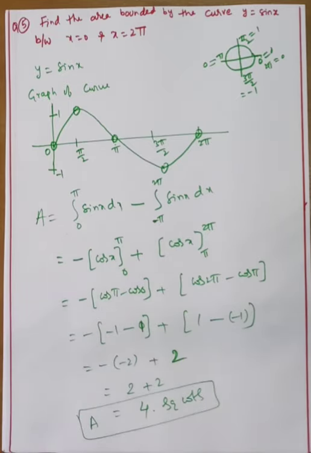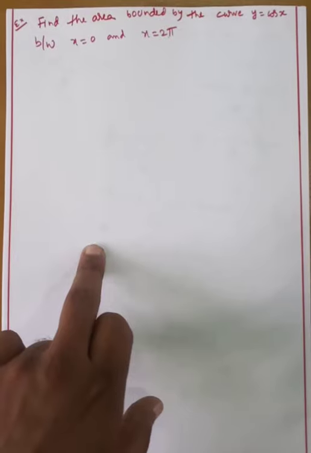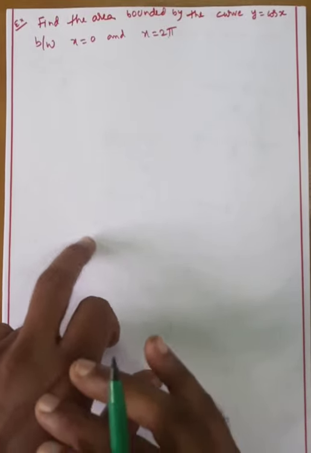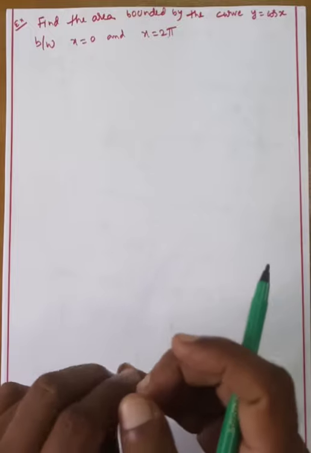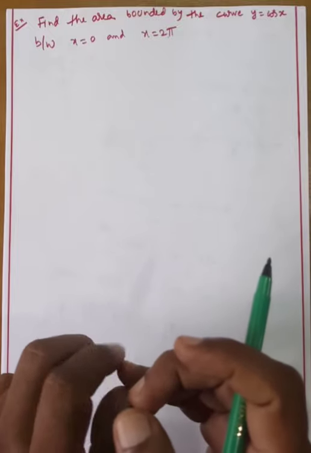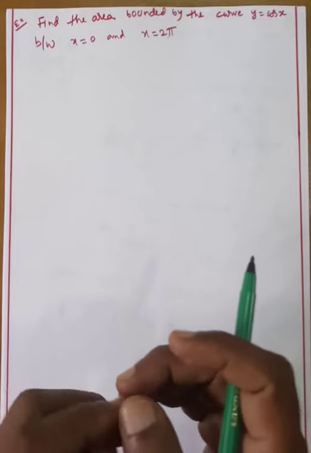This way we will complete the problems. Okay my dear students, we are going to the next problem. This is an example problem. Find the area bounded by the curve y is equal to cos x between x equal to 0 and x is equal to pi.